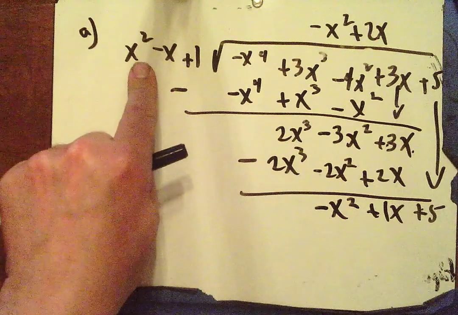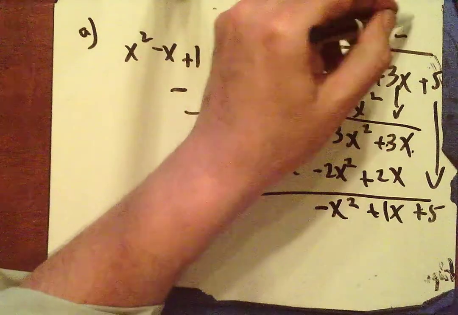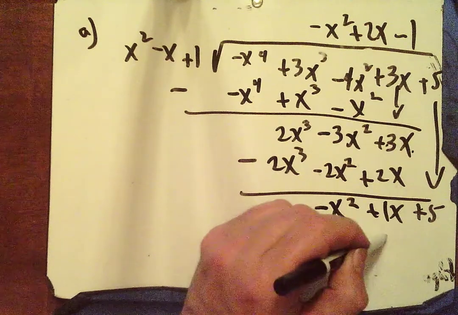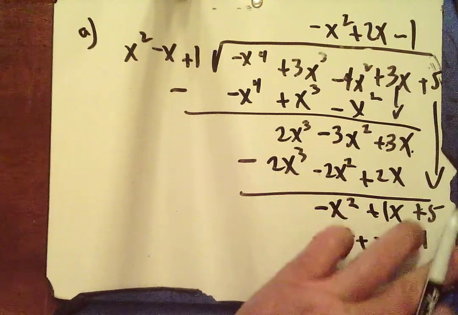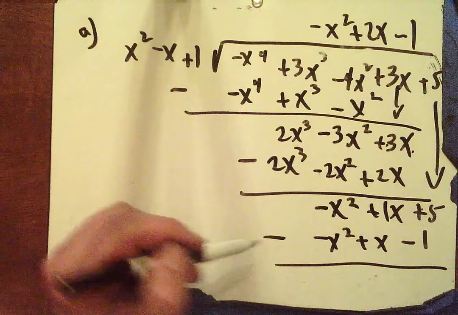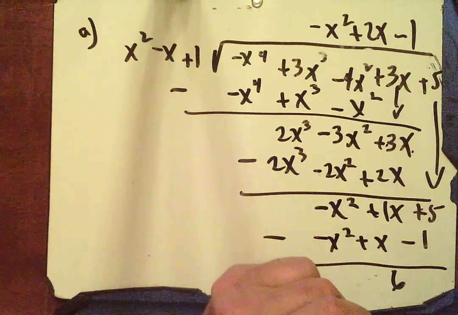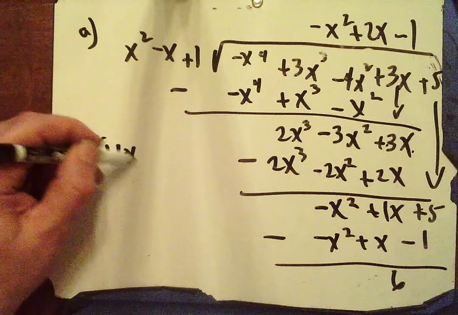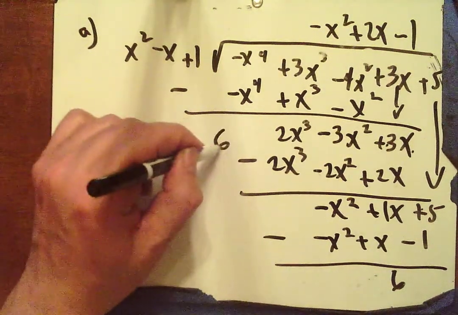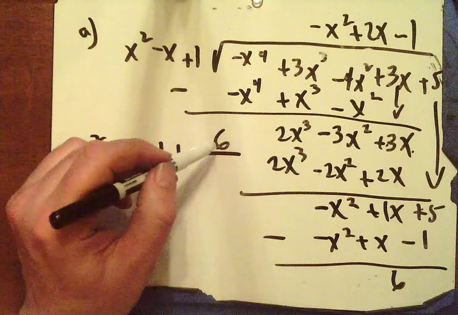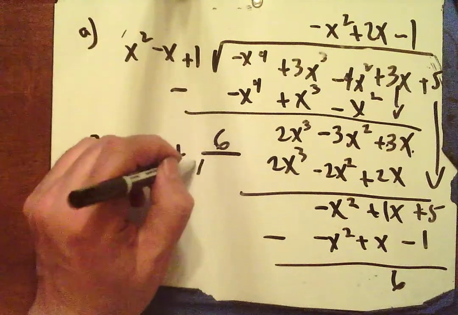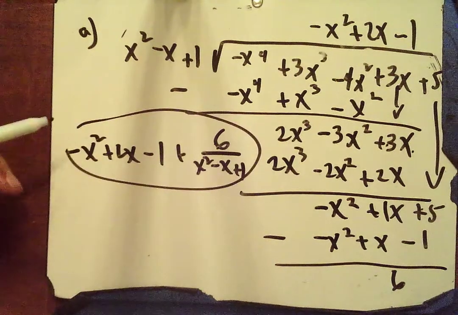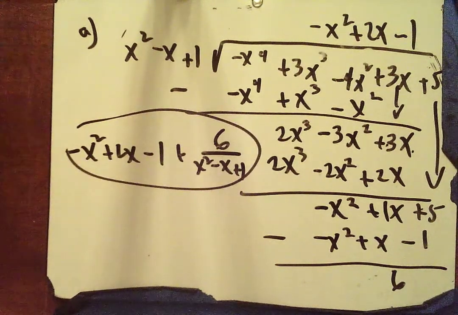And bring down that 5. What do I multiply this by to turn into that? How about a negative 1? I get negative x squared plus x minus 1. And when I subtract, I'm left with 6. So we can say negative x squared plus 2x minus 1 plus 6 over, remember, remainder over divisor, x squared minus x plus 1. So there's my answer to 11a.